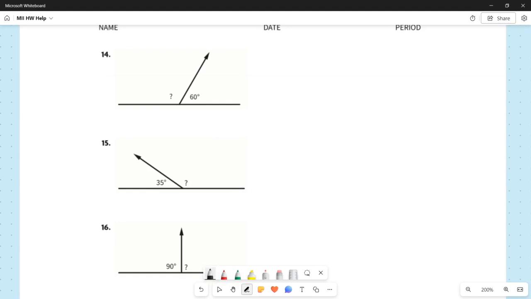So for question 14, we have a linear pair because I have two angles here and they share a vertex and they form a straight line. We need to figure out, all right, what's the measure of the angle on the left if these are a linear pair? Well, anytime I don't know something, it's always a good idea in this context to just assign a variable to it. So we'll just say x.